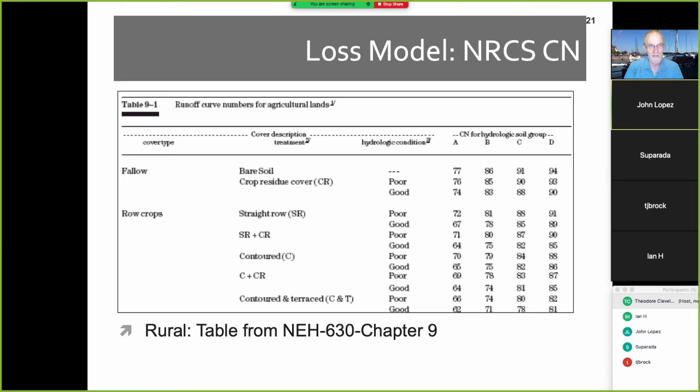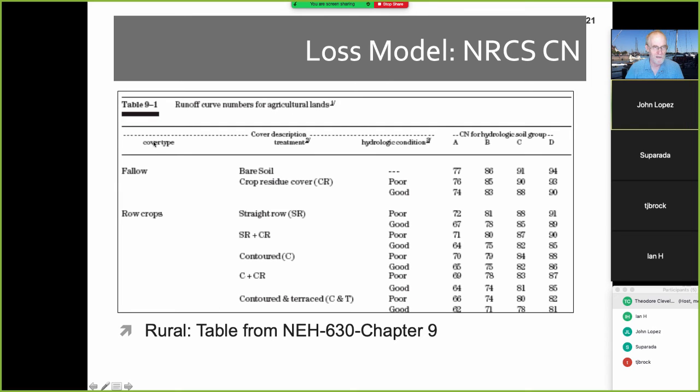So let's look at an example table for rural conditions. The curve number tables, like this one, they're pages and pages. And this particular table is taken from NEH 630, which means the National Engineering Handbook. So the USDA publishes, it's online now, the National Engineering Handbook, section 630, which is hydrology, chapter 9, which is curve number method. So there's pages of tables like this in this document.